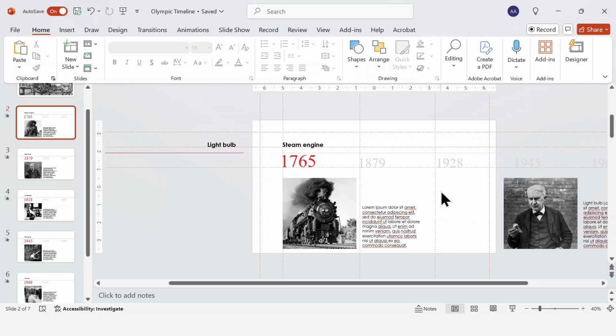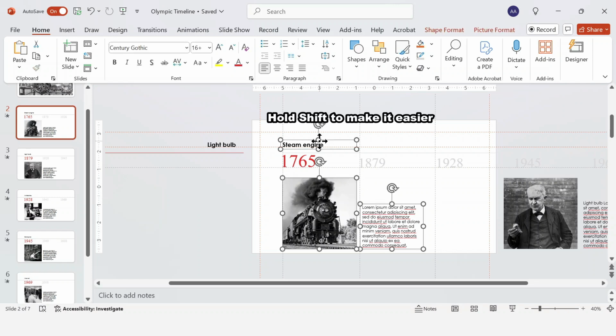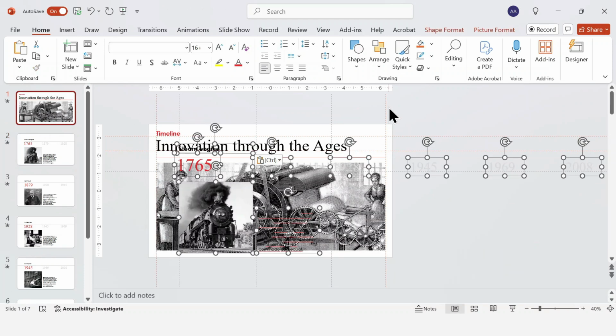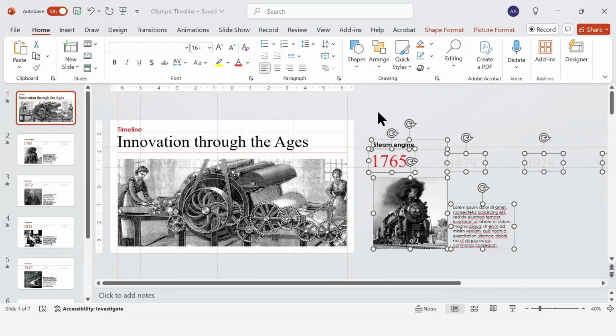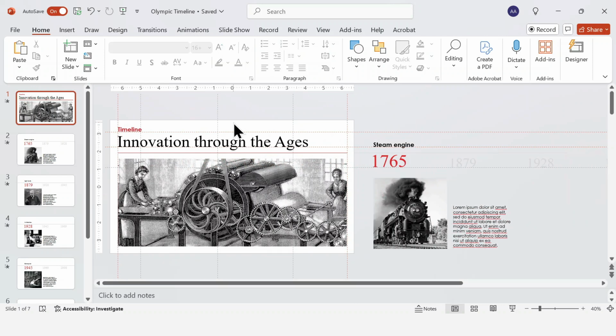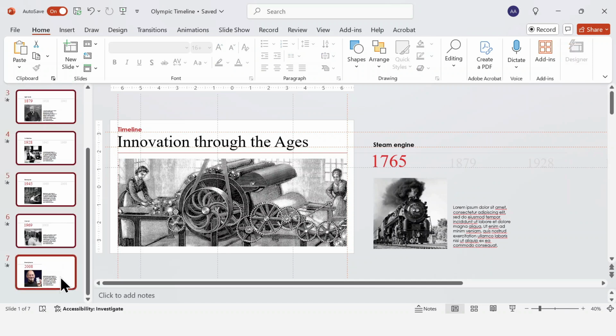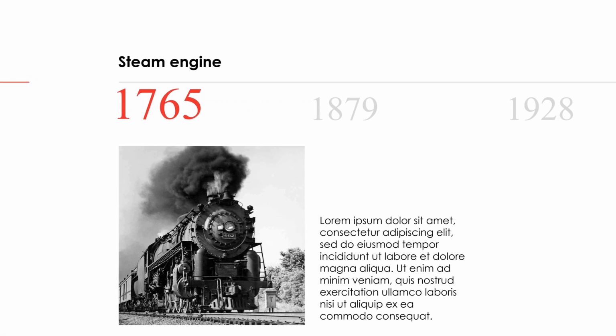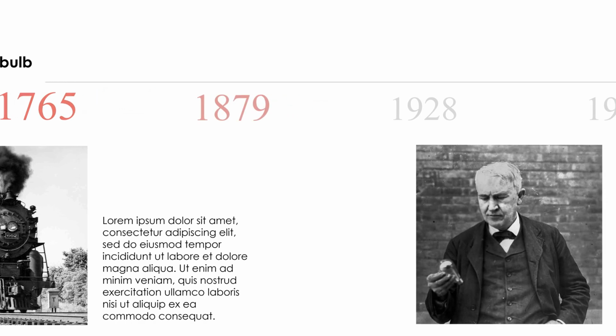Now for the final step, we're going to copy all 6 dates along with the focus text and image from the first timeline slide and paste them onto the title slide. Then drag them outside the slide to the right. Finally, we're going to select all the slides by holding Shift and clicking the first and last slide. Then go to Transitions and click Morph. And there you have it. A dynamic PowerPoint timeline perfect for your next presentation.